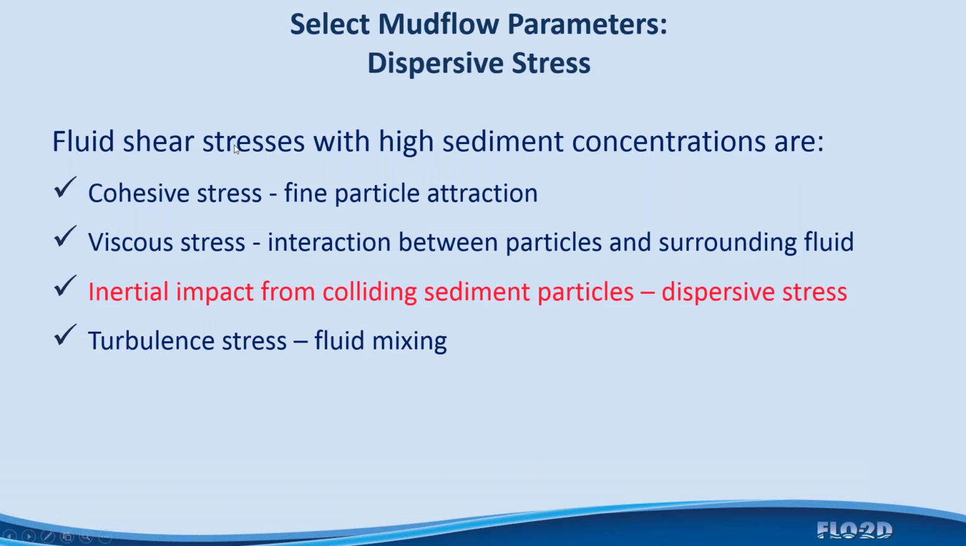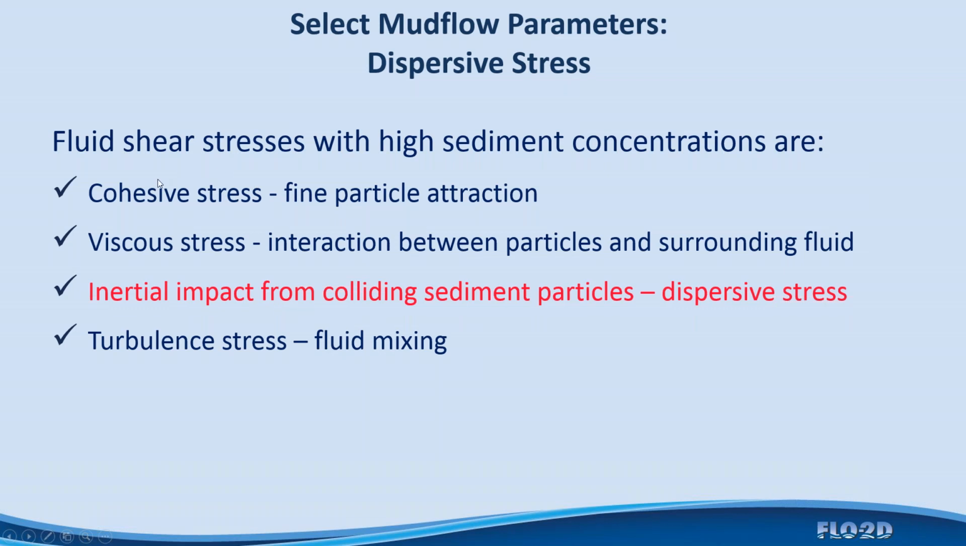Now, there is also a dispersive stress coefficient that contributes to the shear stress relationship as for the higher order terms, and for the second order turbulent terms, the inertial impact from colliding sediment particles gives rise to this dispersive stress. So it's just the concept of having billiard balls rolling down a flume bouncing off of each other. So we have all the stresses now represented.